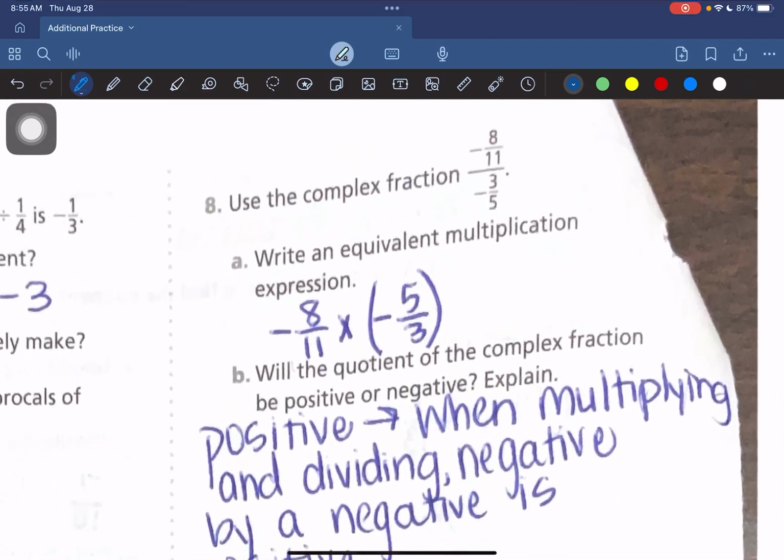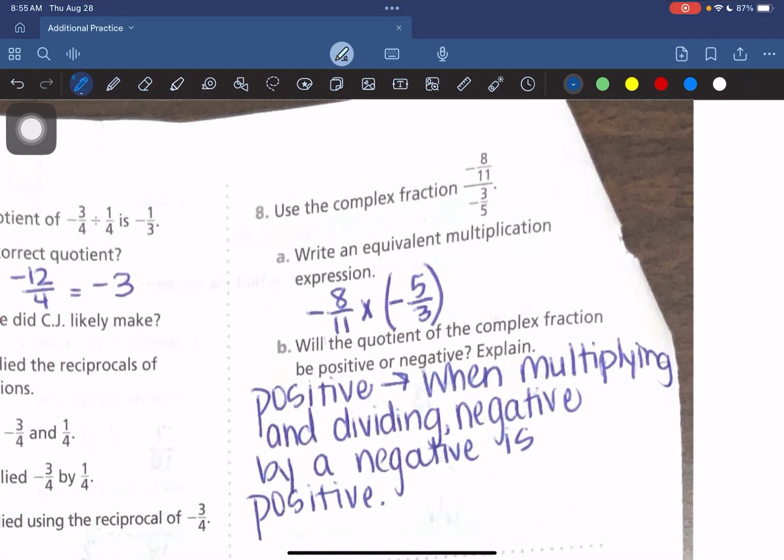All right, here we have the complex fraction of negative 8/11 divided by negative 3/5. First, we rewrote that as multiplication. We kept, we changed, and we flipped to the reciprocal. Will the quotient of the complex fraction be positive or negative? Explain. Guys, you can explain that without doing any math. You see how many negative signs? 2. A negative divided by a negative is always positive.